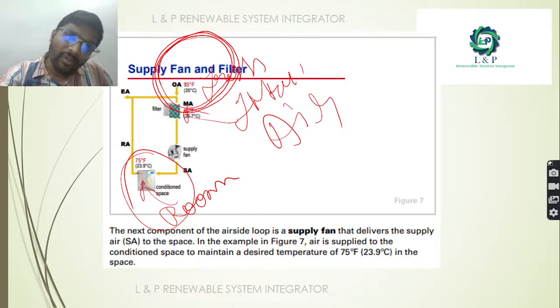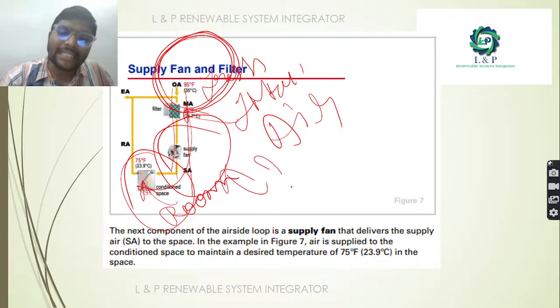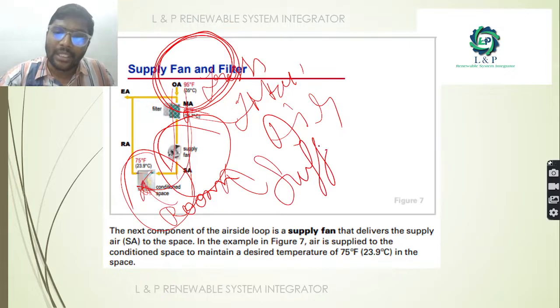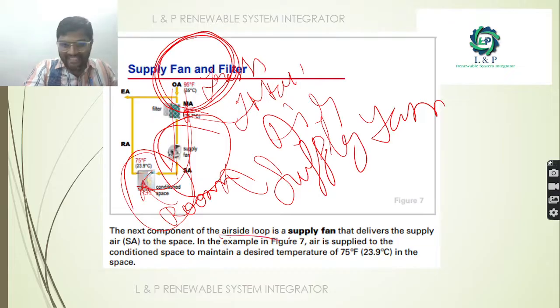Then, even if we design that properly, it doesn't mean that the air will go to the concerned location or space properly. So we need to direct it. For that we need the supply fan. This supply fan plays a very important role on the air side loop, which delivers the supply air to the space.